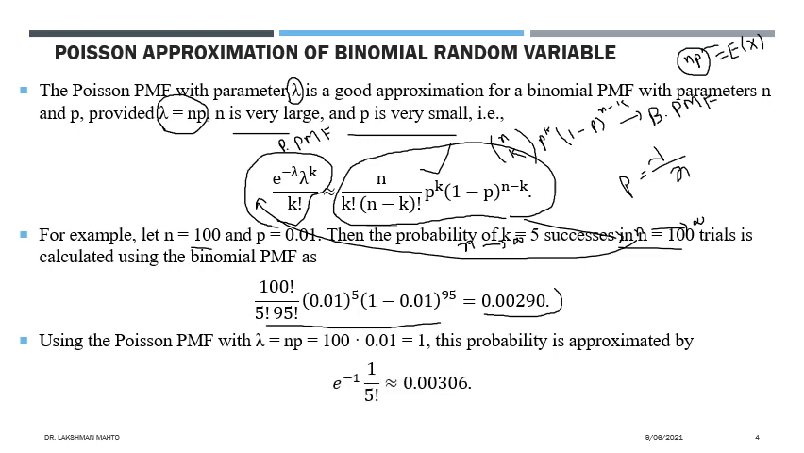5 successes. So we need lambda and we need k, and substitute this value in the Poisson probability mass function. So we just have to calculate e to the power -1 and factorial 5. These two things we have to calculate and simplify using a calculator. You can simplify, you will get this value. You can see that this value and this value are very near to each other.